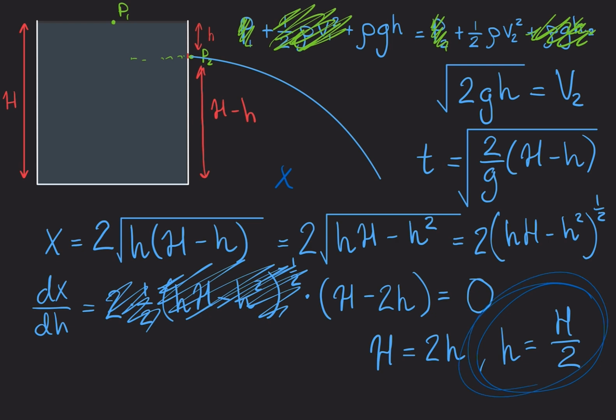So what does this mean? Well, it means that if I want to maximize the distance traveled in the x direction from the water, I have to poke the hole exactly at half of the height of the cylinder. And so this is the exact optimal position where it balances out the effects from pressure and the effects from height to grant us the largest x direction, or the largest x displacement.